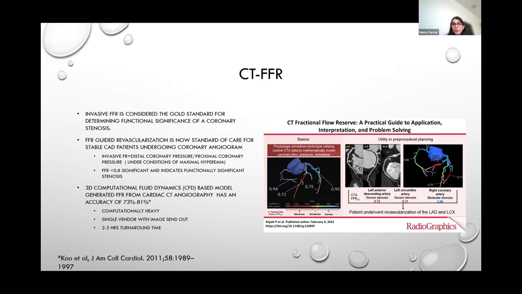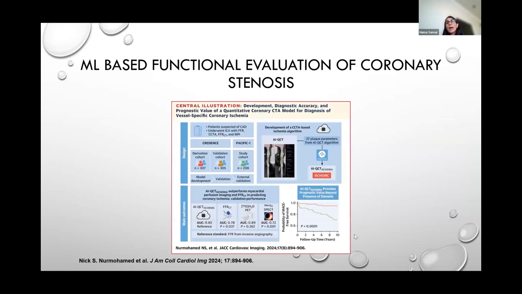So there has been a lot of interest now in looking at these deep learning based models to generate an outcome that can tell us about the presence or absence of ischemia in a coronary vessel, not just the presence or absence of plaque or stenosis, but is that plaque and stenosis causing ischemia?